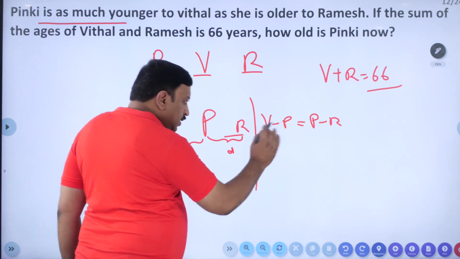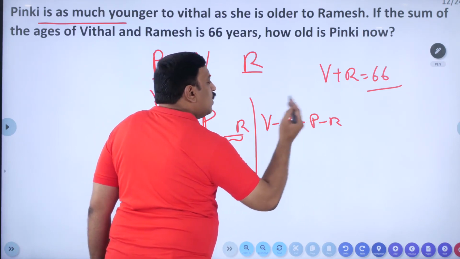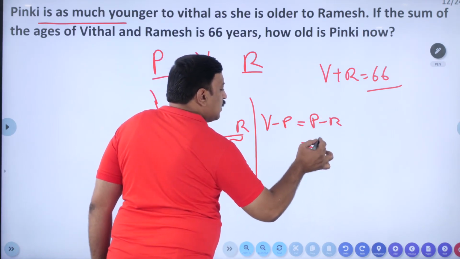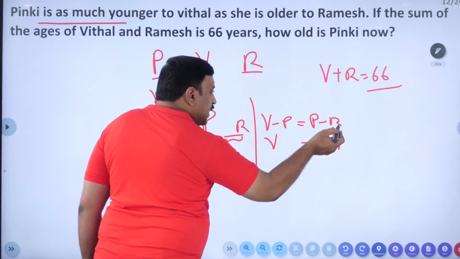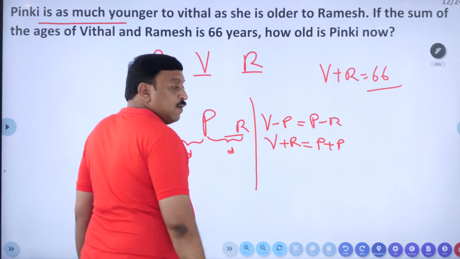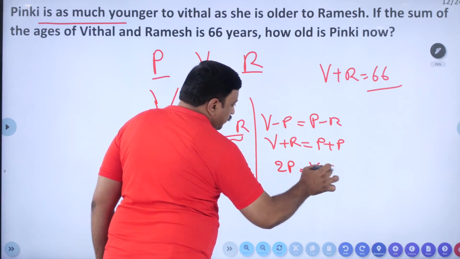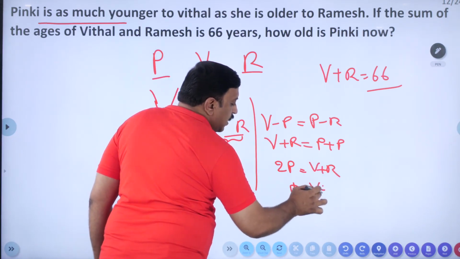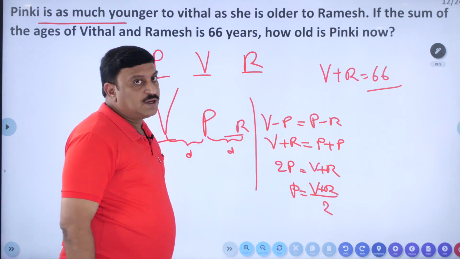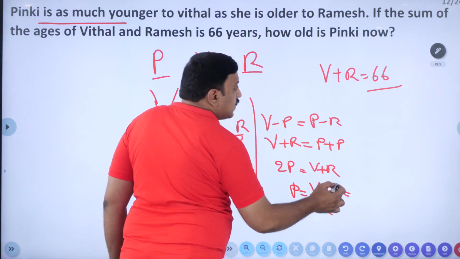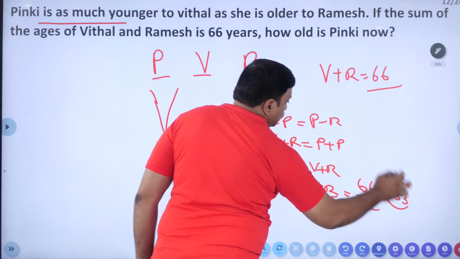So equate this: V minus P is equal to P minus R. So this P goes that side, P plus P, and V is already here. Minus R comes this side, becomes plus R. V plus R is equal to P plus P. That is 2P is equal to V plus R. So, P is how much? It is V plus R by 2. But V plus R is given already, 66. So P is equal to 66 by 2. So it is 33.